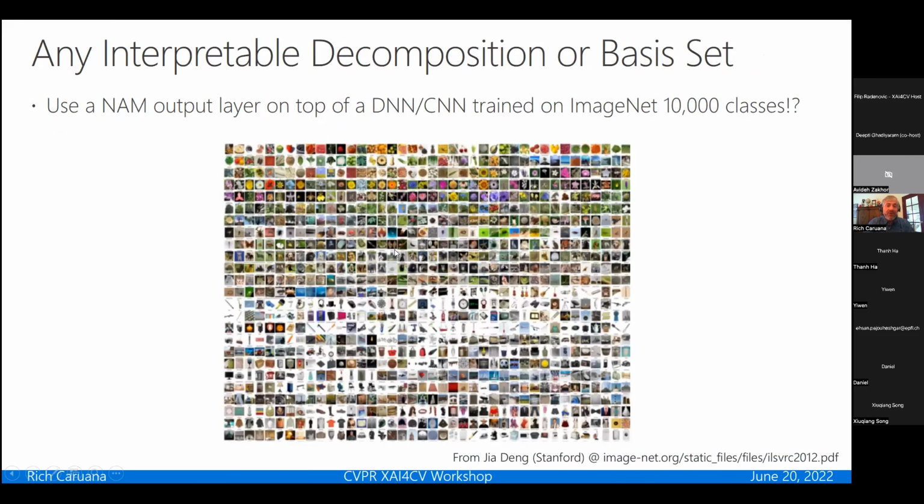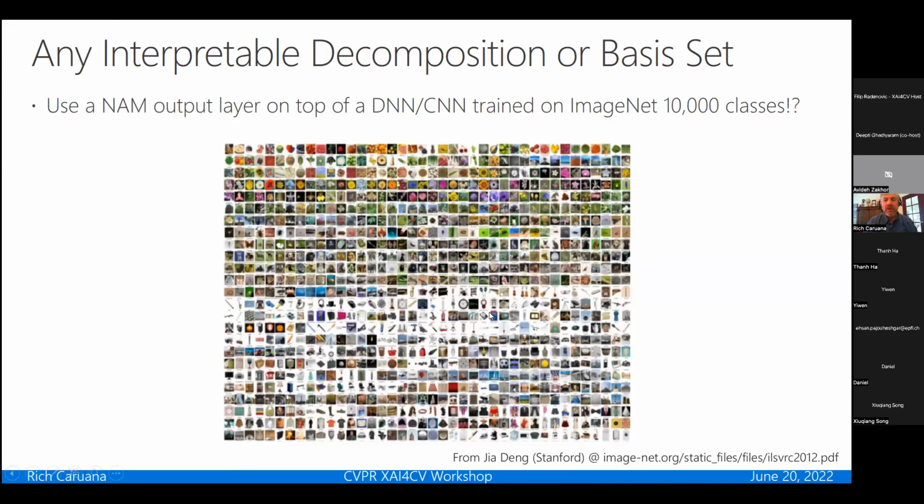Now, we could do some crazy things. We could take like the ImageNet model, which is trained on as many as 10,000 classes, and we could take all of the output units of this thing. We could feed them through another layer, which was a NAM layer. So our final layer of this network could be a NAM layer, which is going to be interpretable. And now we could say, oh, this object in this new class is like this because it's a 10% jellyfish, 20% starfish, a little bit of Katniss, and it doesn't look at all like a tractor or like a car.